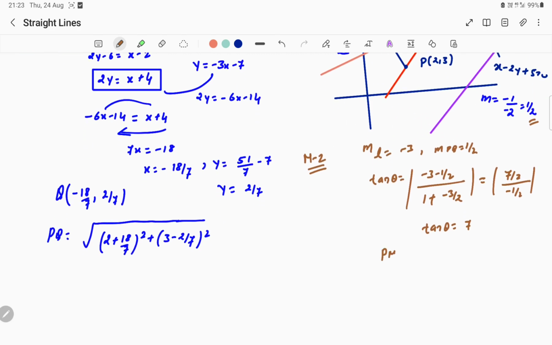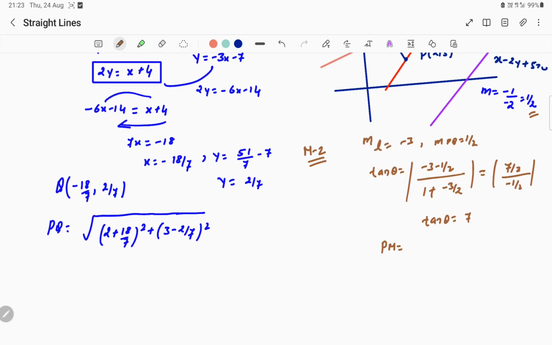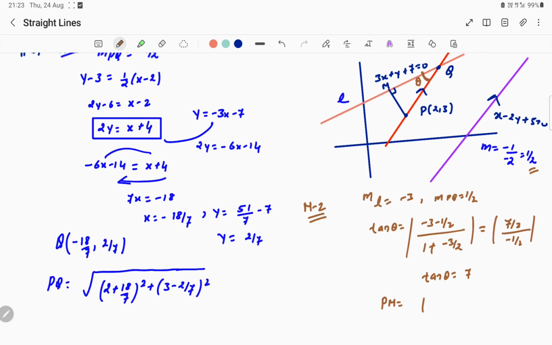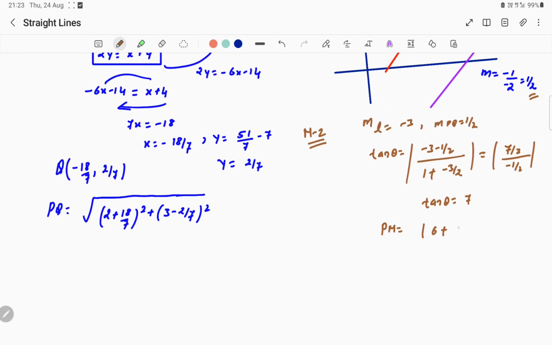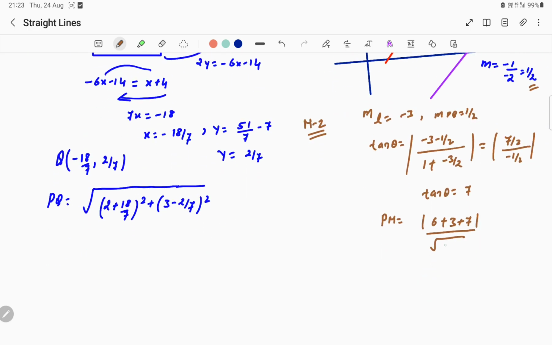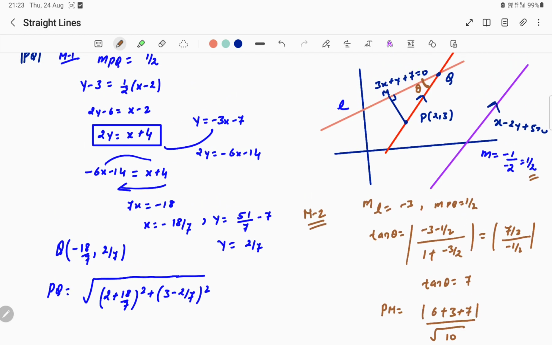Now is it possible to find the PM distance? So the answer is yes. You can find PM using the formula, isn't it? So the formula will give you 2 and 3, 2 threes are 6, plus 3 plus 7, divided by root of a square plus b square, which is root 10. Okay, so you got PM. Now can you spot a right angle triangle, and you are interested in finding the hypotenuse value, isn't it? This is the hypotenuse only, isn't it?